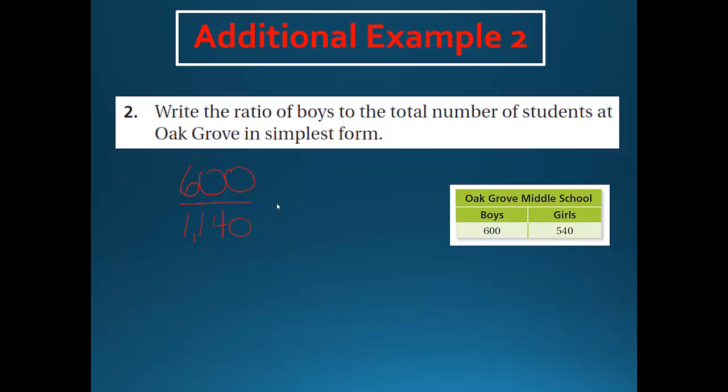Now it wants it in simplest form. We can divide the top and the bottom both by 60. And when we divide the top by 60, we're going to get 10. And when we divide the bottom by 60, we're going to get 19. So our ratio of boys to the total number of students at Oak Grove is 10 to 19.